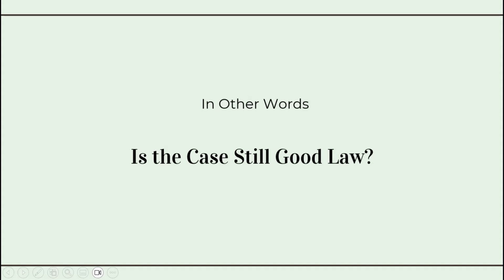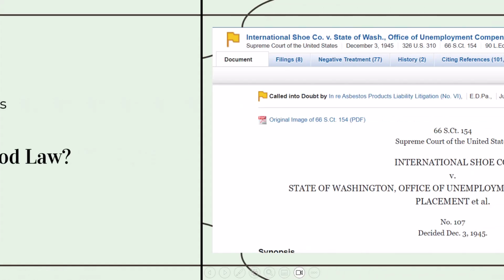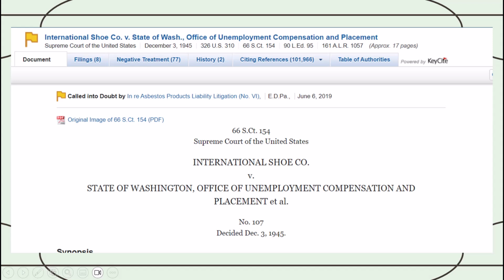So now you're asking yourself, how do I do all that? How do I find out whether a case has been reversed or overruled? And how do I find out how other courts are treating this case? Well, let's go back and look at International Shoe. Okay, so International Shoe was decided in 1945, which was even before I was born. So it's been around the block for a while. And when we look at it, we see the very first thing is a yellow flag. And we know that yellow is usually the sign for caution. We'll talk more about these flags in a minute.